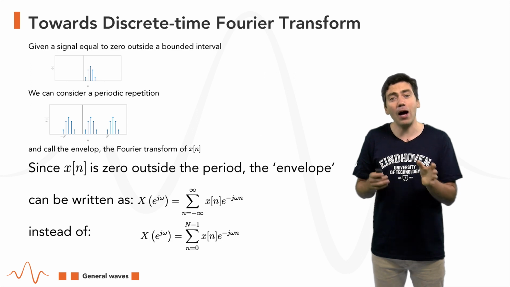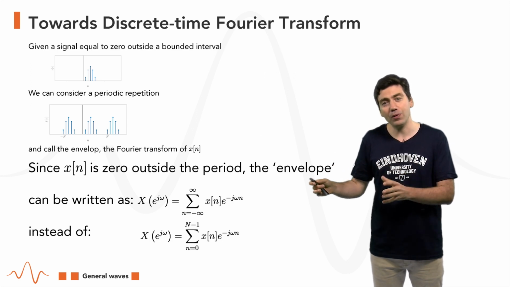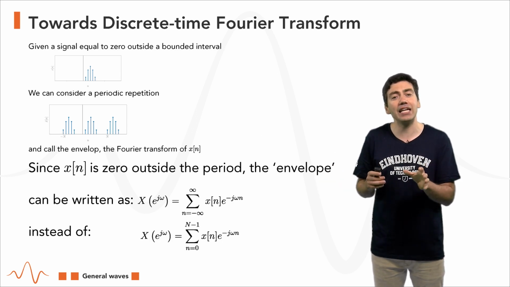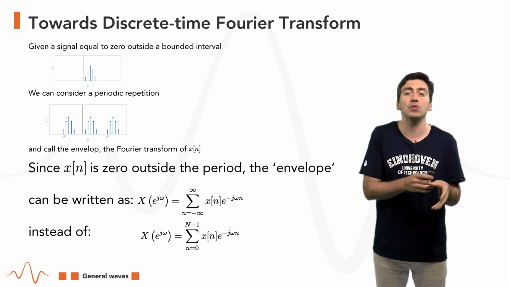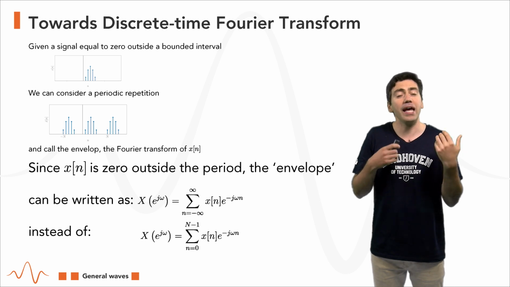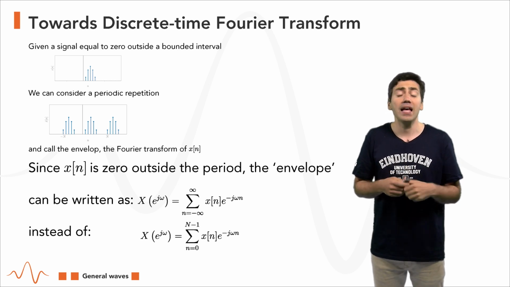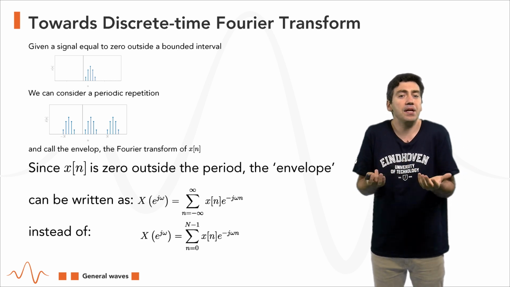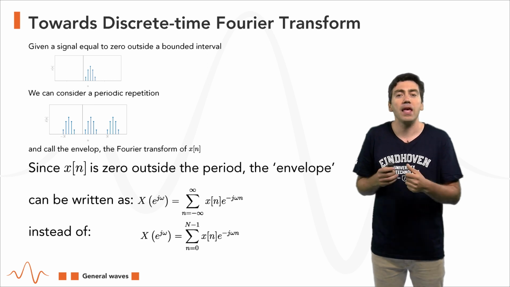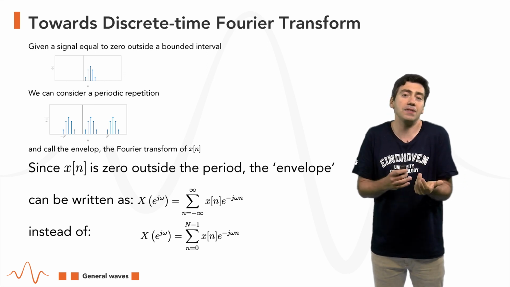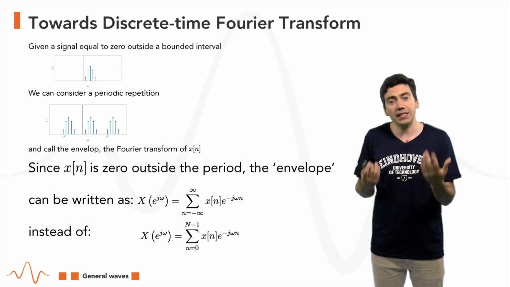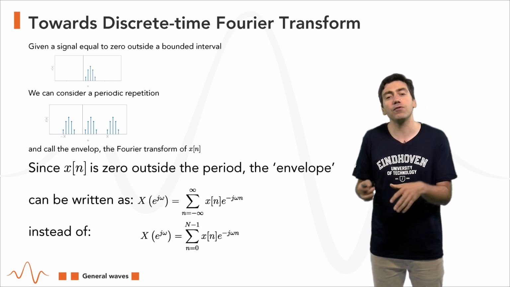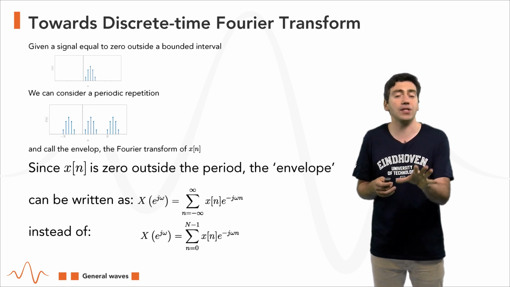Since x is 0 outside the period, we can actually take the sum as n goes from minus infinity until infinity rather than from 0 to capital N minus 1 as we did in the previous slide. This is convenient since the signal can be non-zero, for instance for negative n, and by taking the sum from minus infinity to plus infinity we can capture all the signals. As in continuous time, this formula is even valid for signals which are not necessarily 0 outside a bounded interval.